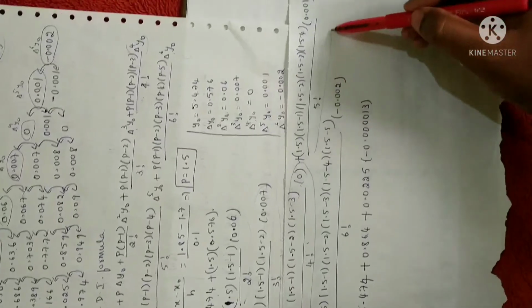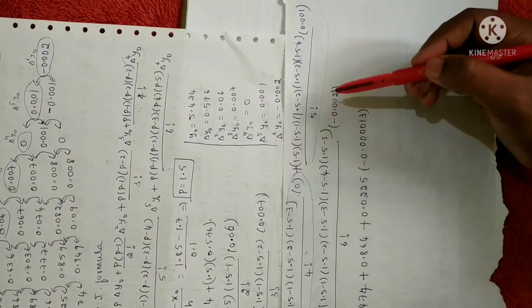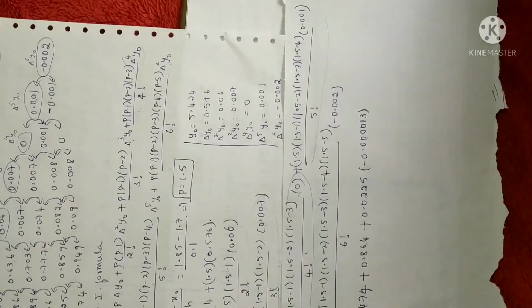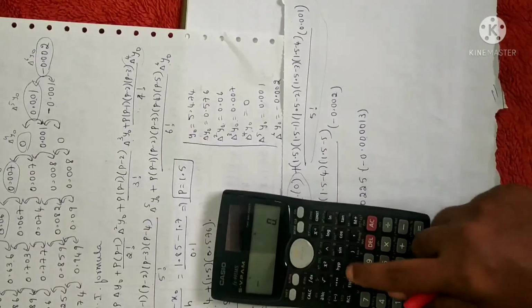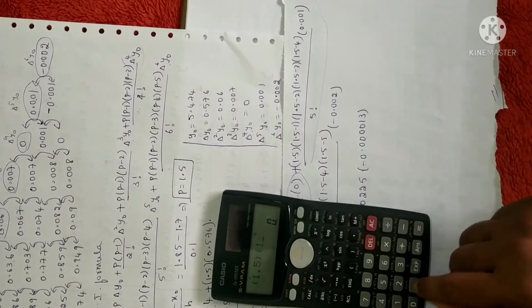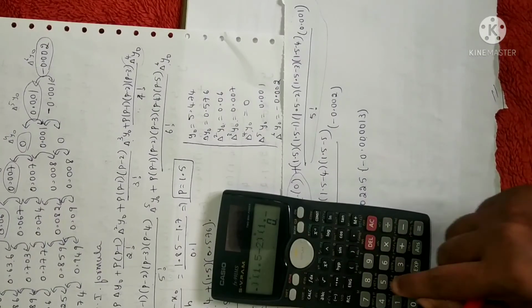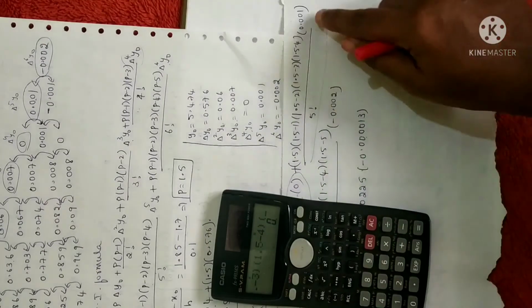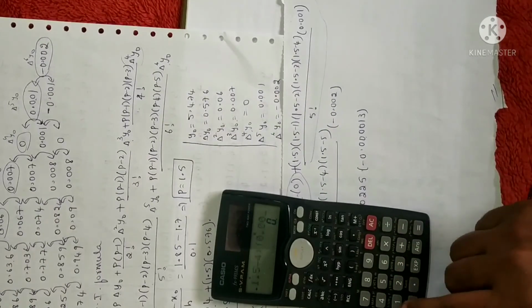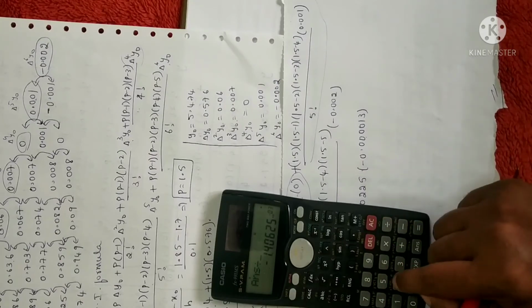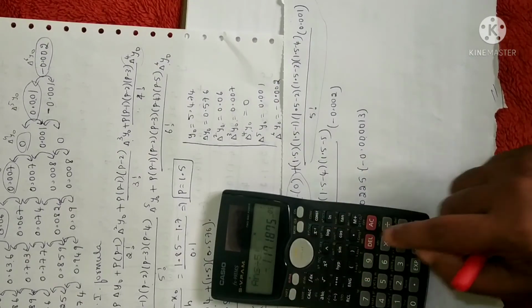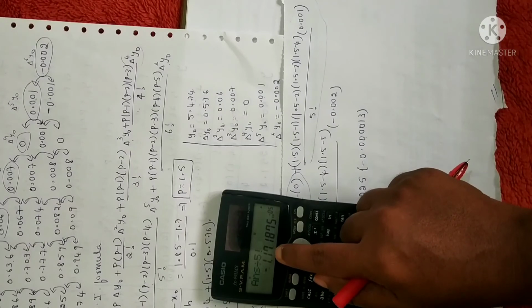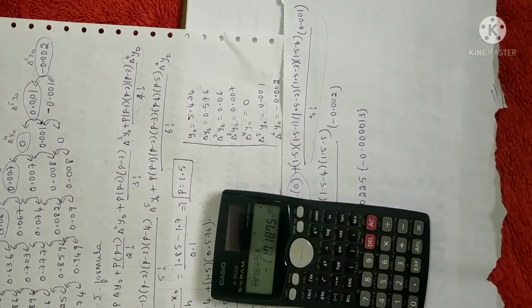Next simplify this full term. This full term you have to simplify. If you want, I'll show you in the calculator. See: 1.5 into open bracket 1.5 minus 1 into 1.5 minus 2 into 1.5 minus 3 into 1.5 minus 4 close bracket into 0.001, close the bracket, divided by 5 shift factorial. So you will get minus 1.1718. See, all these shifting and all I have explained.